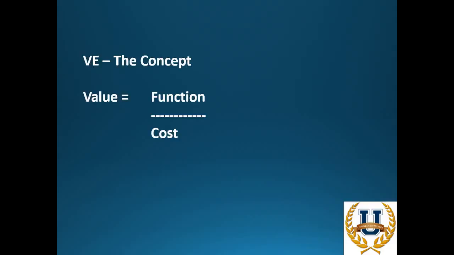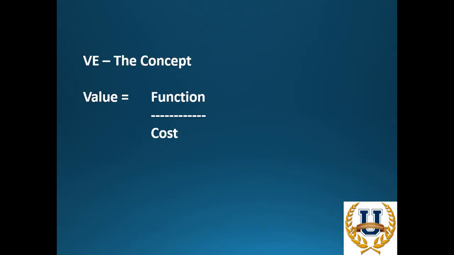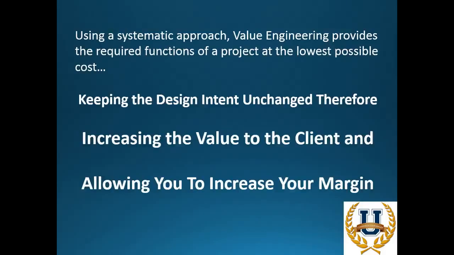So the concept of value engineering is a formula, it's relative. Value is directly related to the function of the building relative to the cost. So obviously the greater the level of function of the building and the lower the cost, the higher the level of value. In its simple sense, value engineering is all about increasing that formula. It's giving the client the best possible result for the lowest possible cost, therefore giving him enormous value.